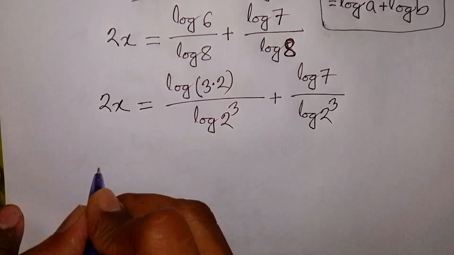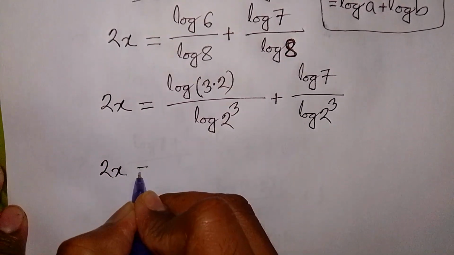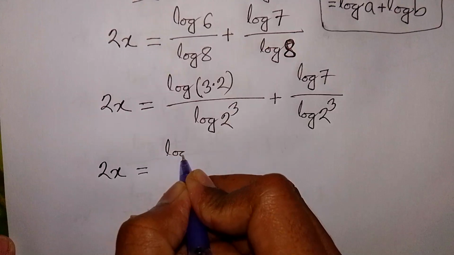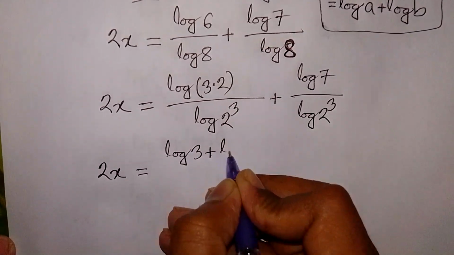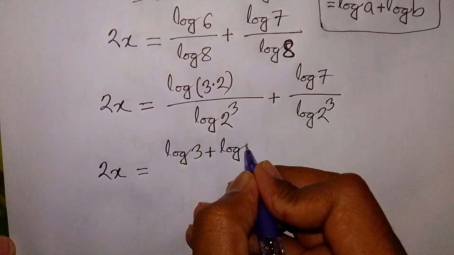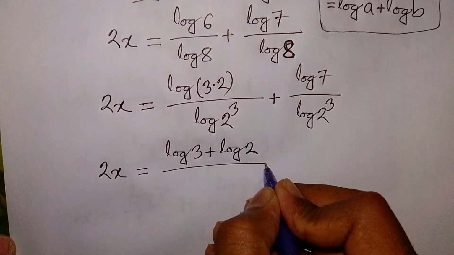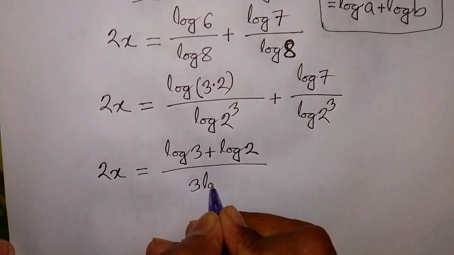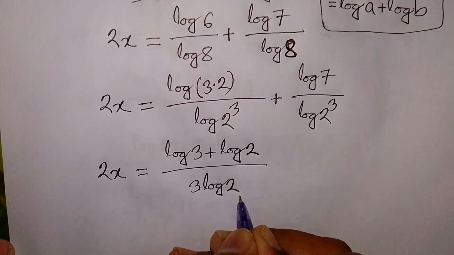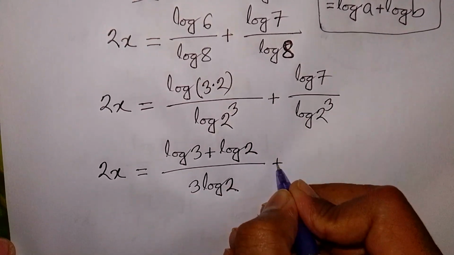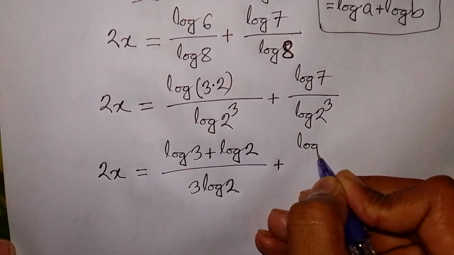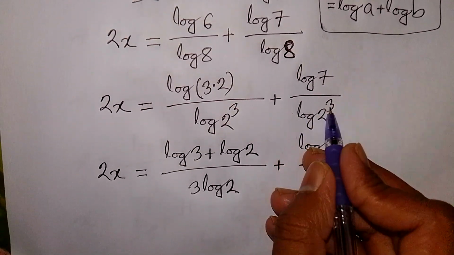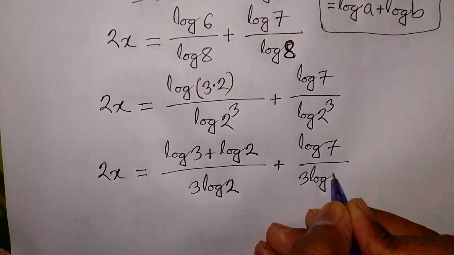In the next step, 2x is equal to here log of 3 times 2, it will be log 3 plus log 2 over this power 3 will move to the front, so it will be 3 log 2, then plus log 7 over this power 3 will move to the front, so it will be 3 log 2.